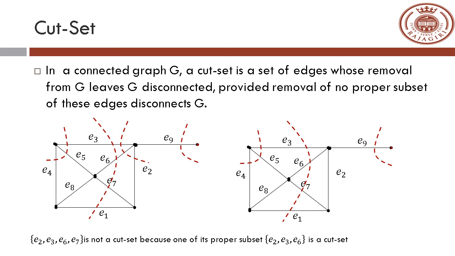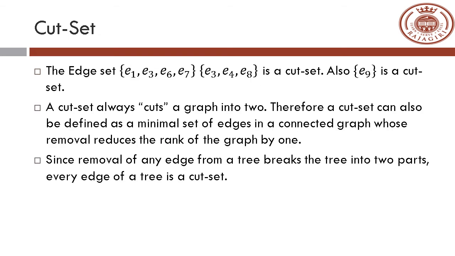But the set containing E2, E3, E6, E7 is not a cut set because one of its proper subsets, E2, E3, E6, is a cut set. See the example. If you remove E2, E3, E6 from the graph, it is disconnected into 2. Note that a cut set always cuts a graph into two parts.